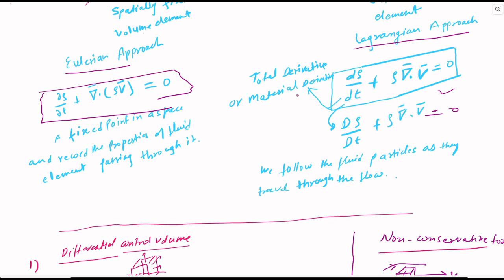Here we know this del rho by del t. We can write this as the total derivative, or material derivative. This value we already know: it equals del rho by del t plus v dot del rho. So we know this one.